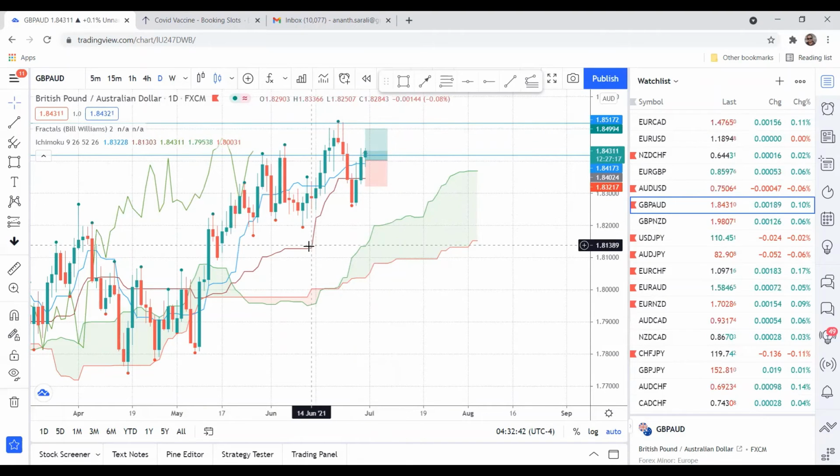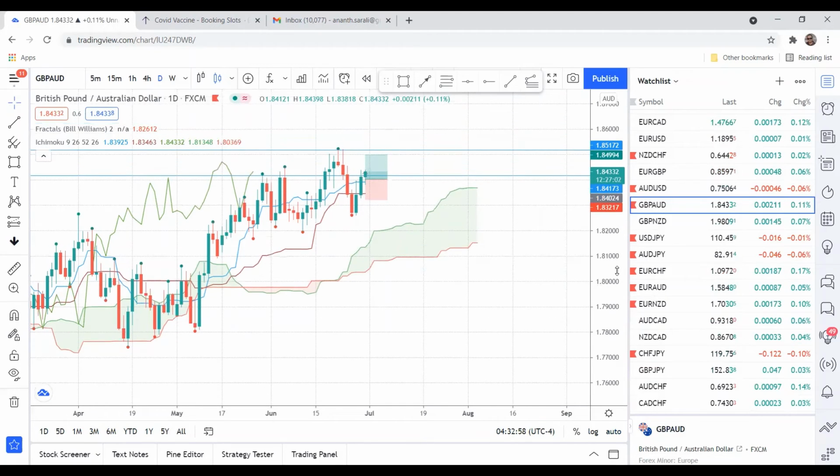That's it. But as long as you see the cloud is green, price is above Kijun Sen, and Tenkan is above Kijun, Chikou Span is above price, it all looks good, bullish. So you can take this trade.